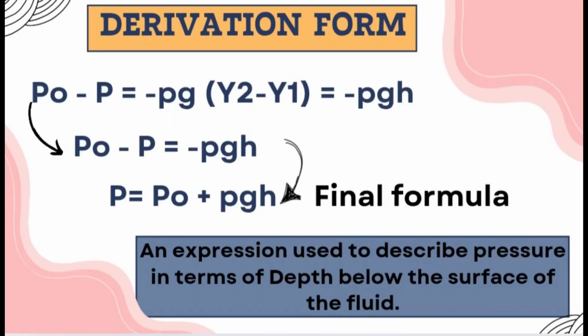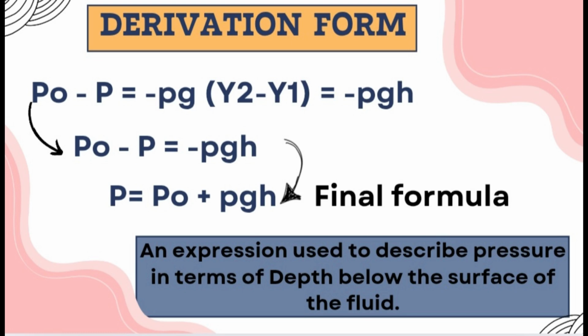Now we have the derivation of the formula. Let's break down the derivation. As you can see, the initial formula is P sub naught minus pressure equivalent to negative density times gravity times open parenthesis y sub 2 minus y sub 1 close parenthesis. This equation arises from the relationship between fluid pressure and gravitational force.